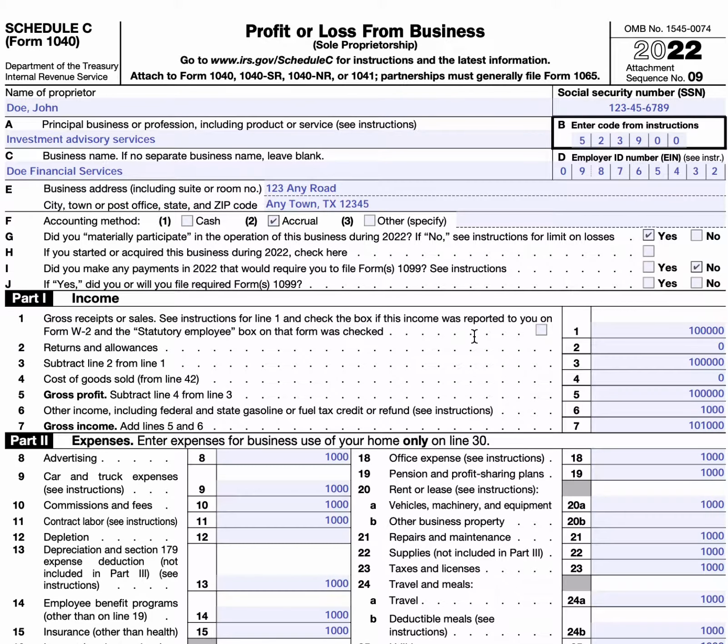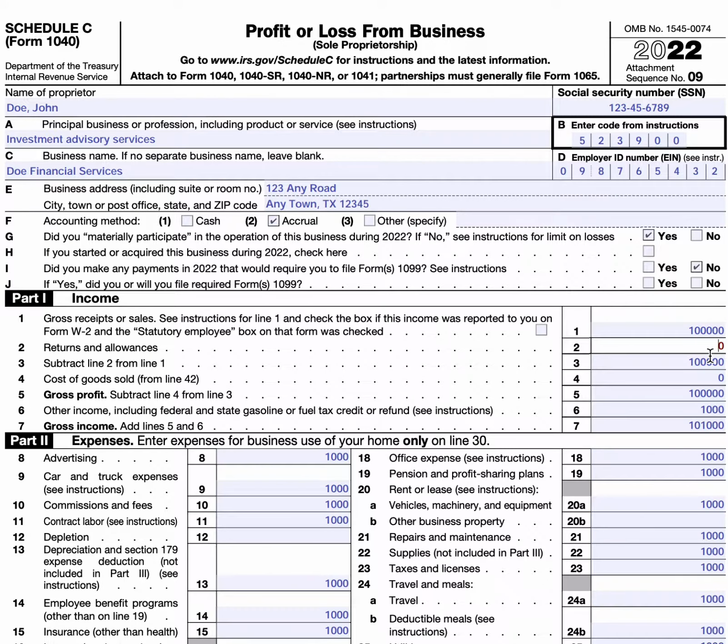In line 2, you'll report any sales returns and allowances as a positive number. A sales return would be a complete cash or credit refund to a customer that returned an unwanted or defective product. A sales allowance is a reduction in the sales price instead of a cash or credit refund. So if John Doe, say, refunded someone $1,000 of their financial planning fee, he would enter that money right there.